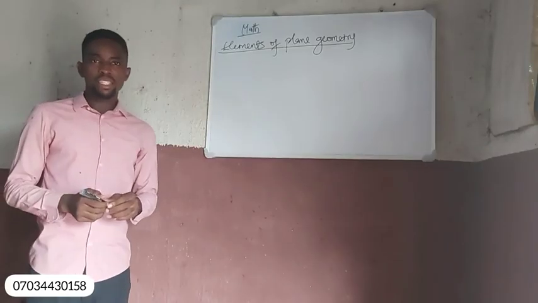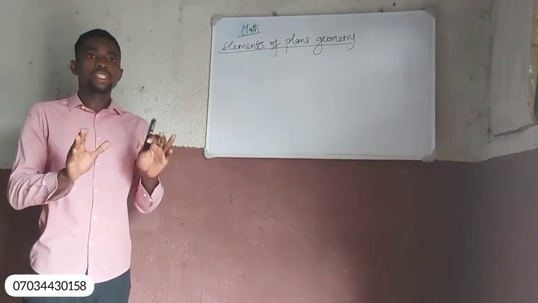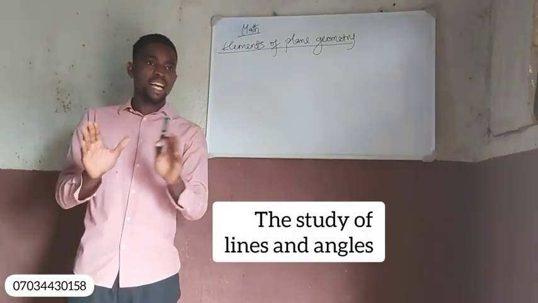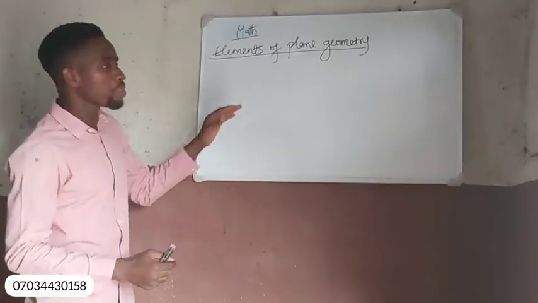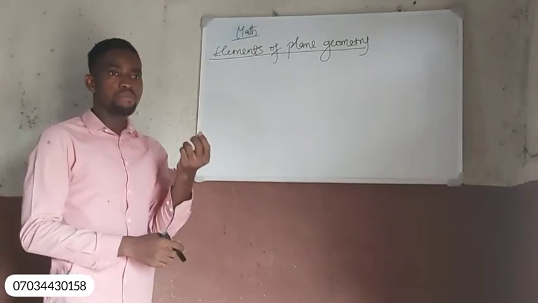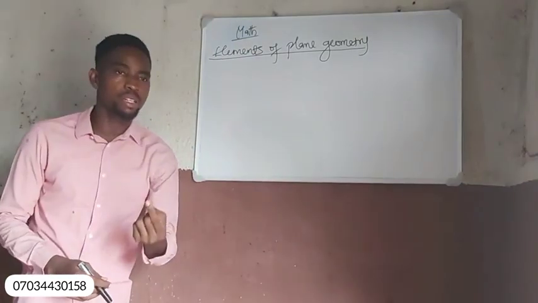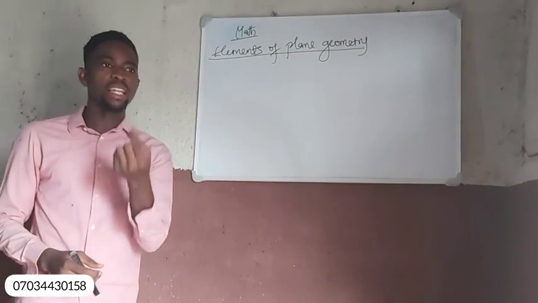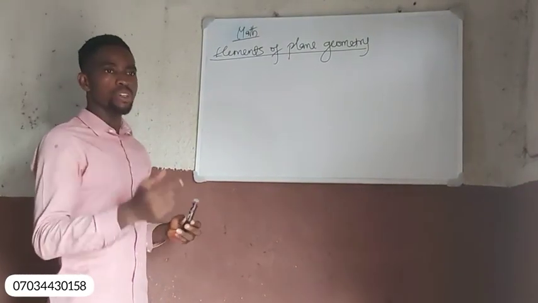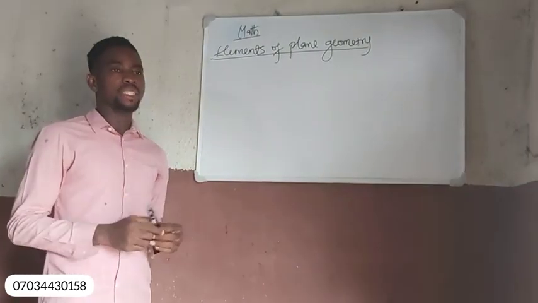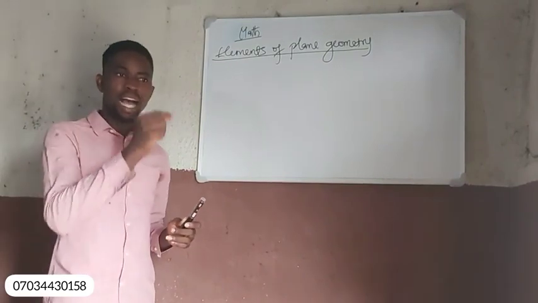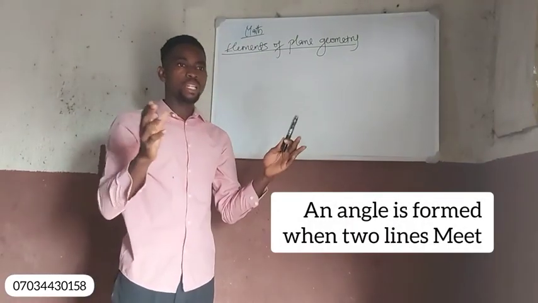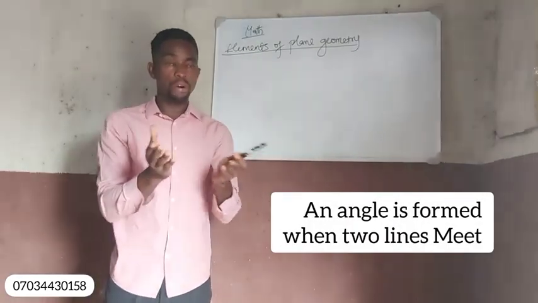In plane geometry, or in geometry, which is the study of lines and angles, we'll first of all have to understand the basic and the fundamental principles that will guide us through the lesson. So, what are those basic principles? One is about angles. An angle is formed when two lines meet. They will form an angle.